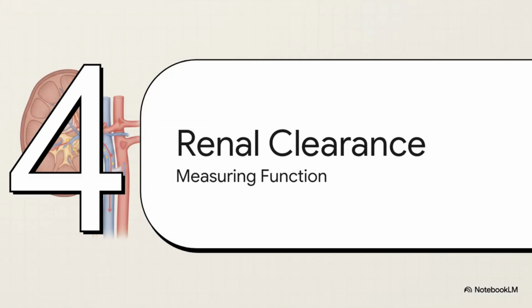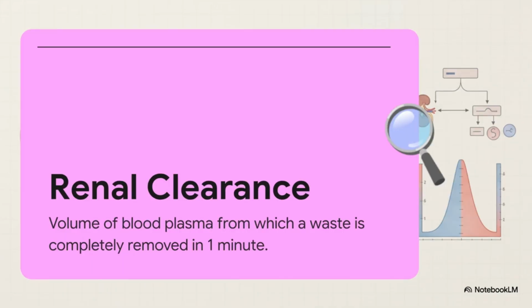Which brings us to our final part today, Section 6, Principles of Renal Clearance. Conceptually, what is renal clearance? It's defined as the volume of blood plasma from which a specific waste substance is completely removed in exactly 1 minute. It is absolutely crucial to grasp this. Clearance is a measurement of the plasma volume that gets cleared. It is not a measurement of the physical amount of the substance itself. Keep that straight in your head.